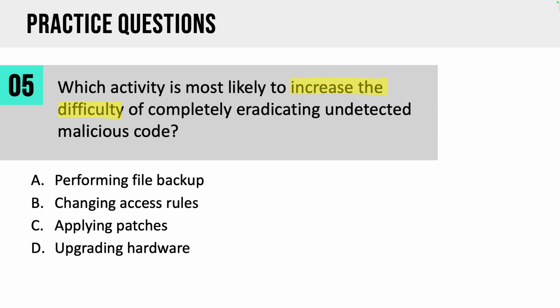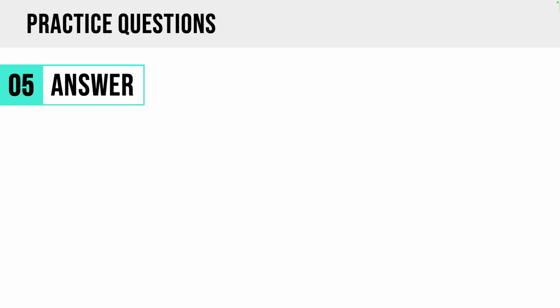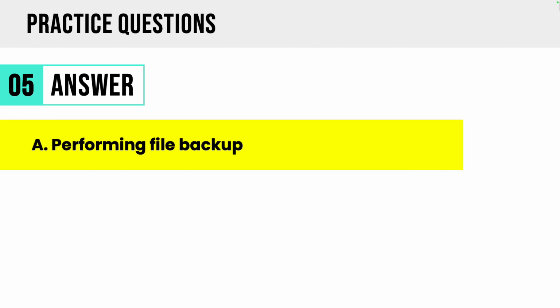So when I'm thinking about eradicating files, changing access rules, probably not the most important of these. And upgrading hardware has nothing to do with it. So performing a file backup or applying patches, which would make it most likely to increase the difficulty? These are both pretty good options. One has a slight edge over the other, and it's performing a file backup.